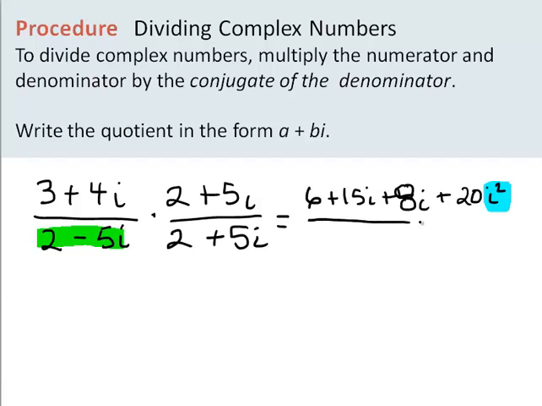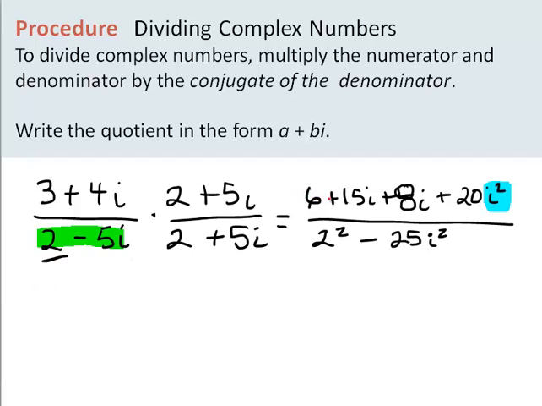The denominator is basically set up as the difference of squares. Because it's the same terms with a different sign, the middle terms will fall out and I'll end up with the first term squared, so 2 squared, minus the second term squared. So 5 times 5 is 25, and i times i would be i squared. So let's come down here and do the next version.